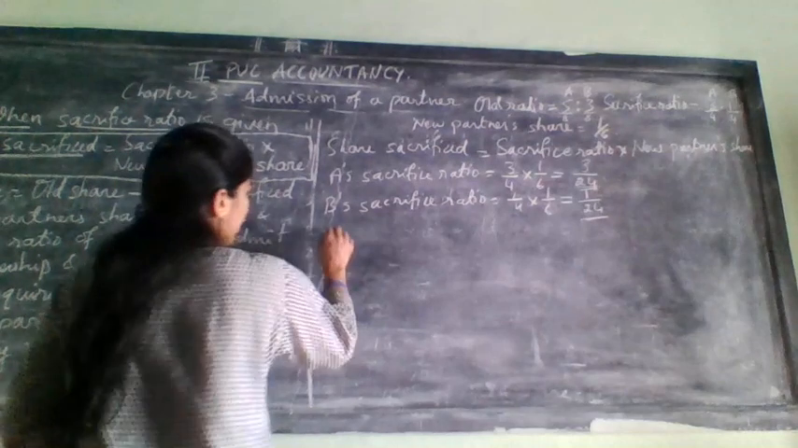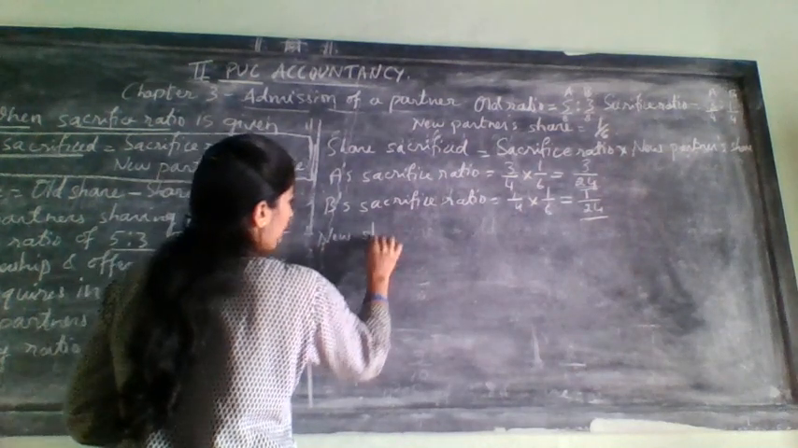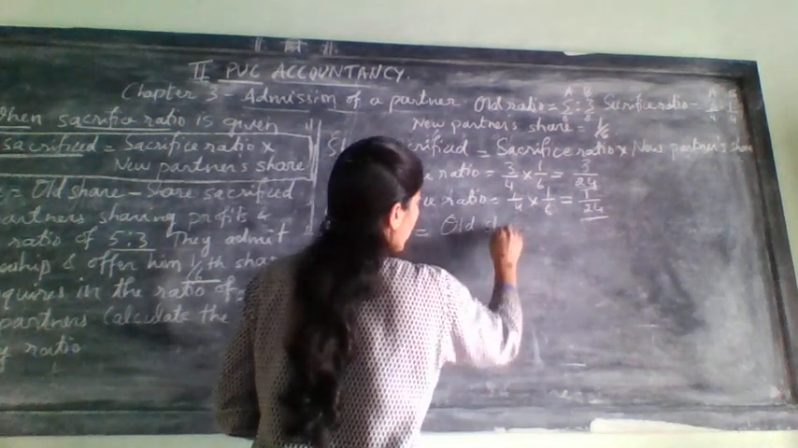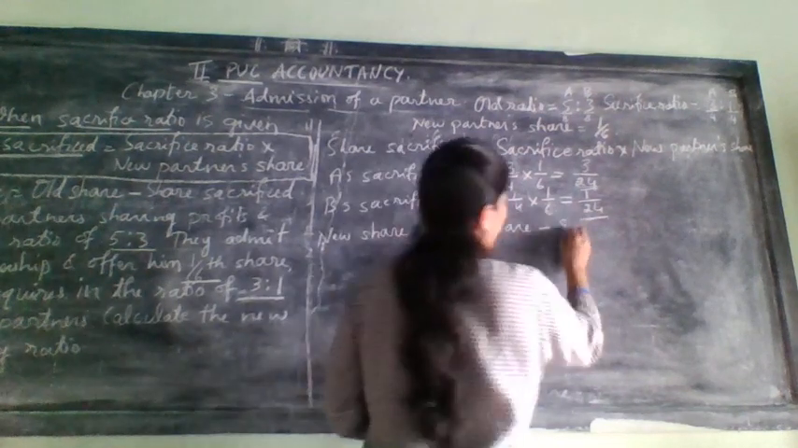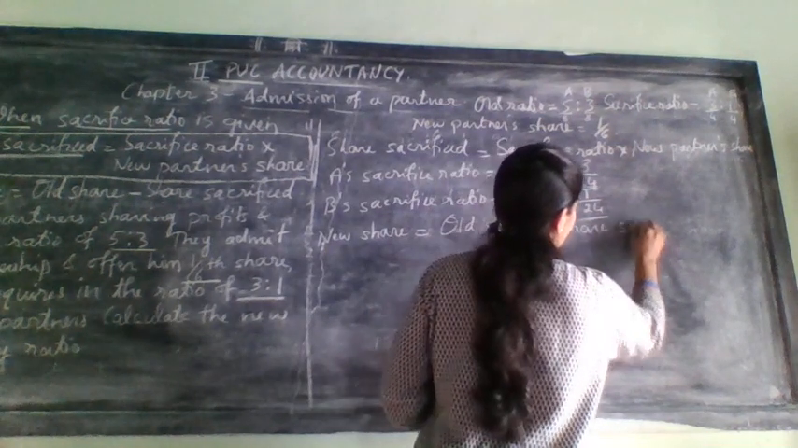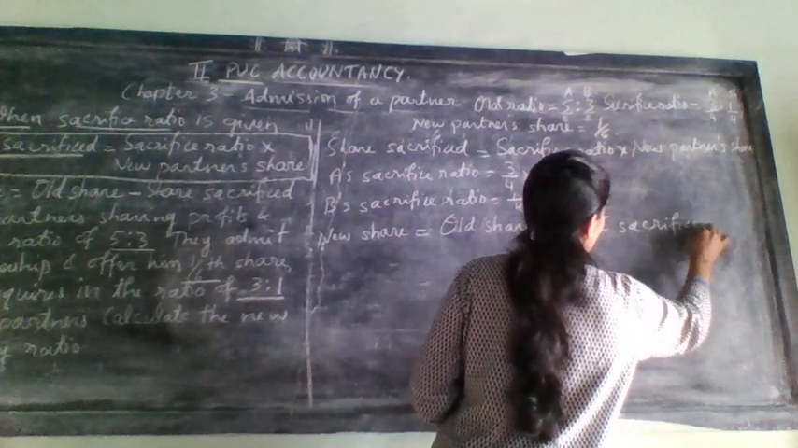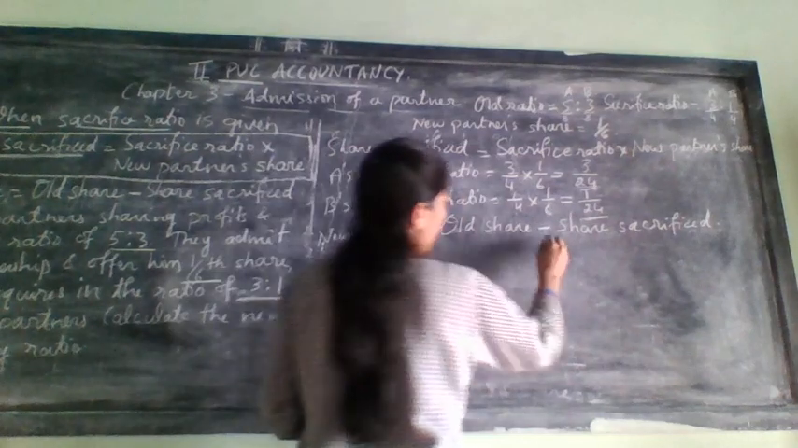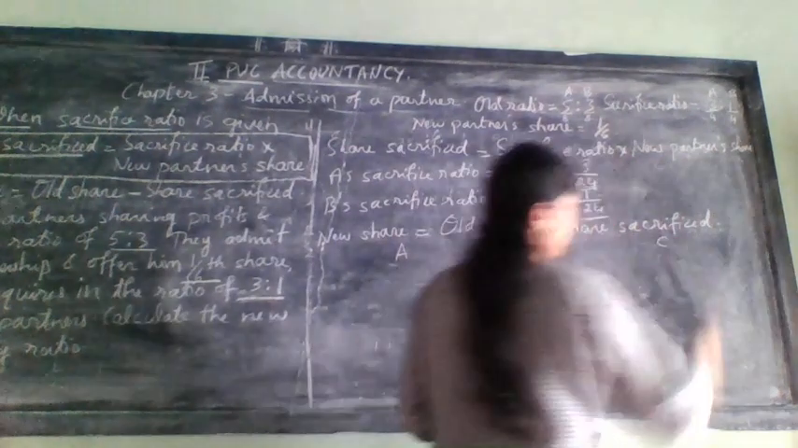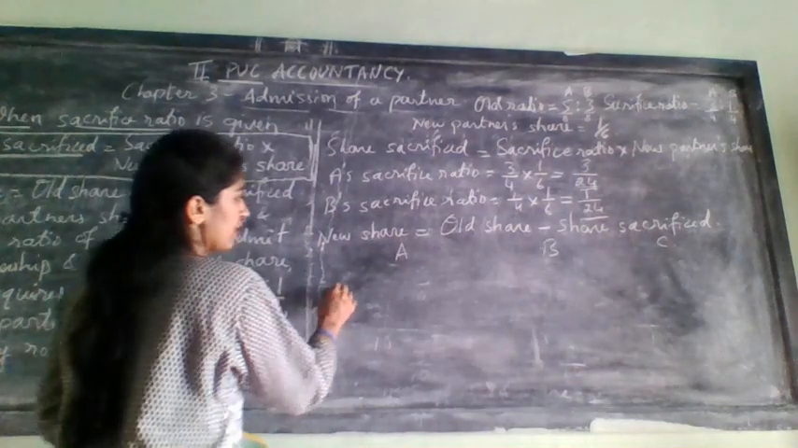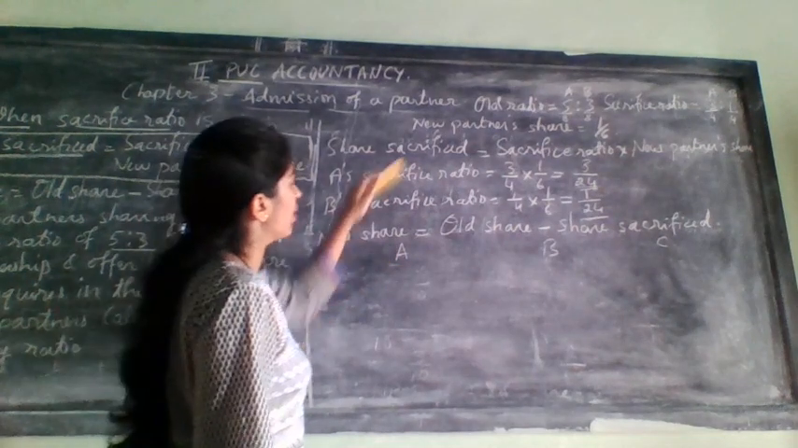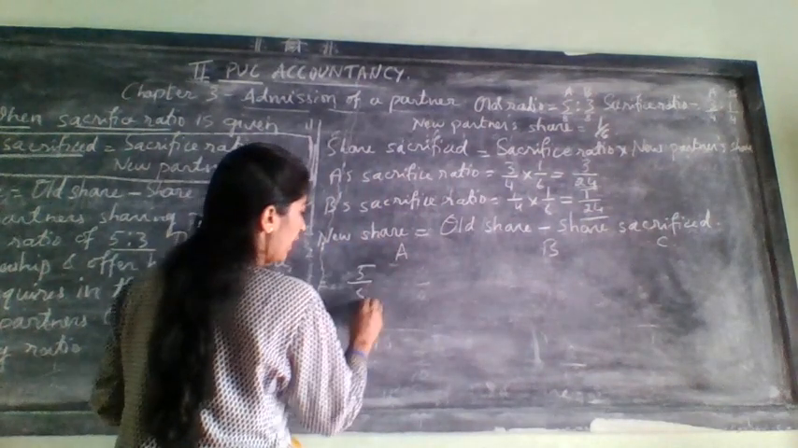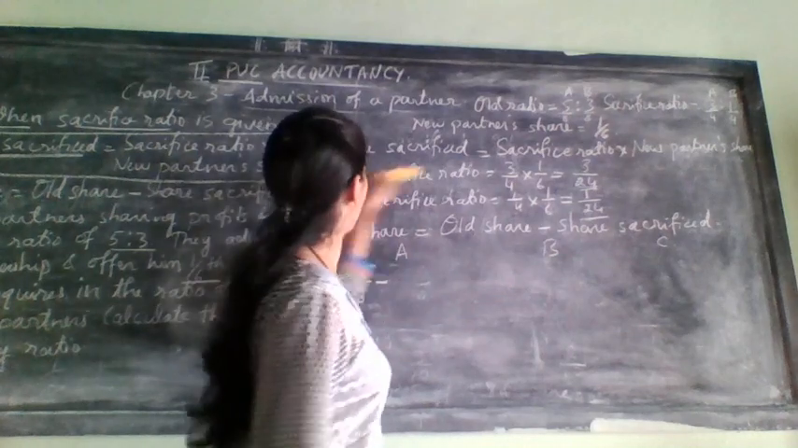Now we need to find the new share. Write the formula: new share is equal to old share minus share sacrificed. Now write the names of all the partners, A, B and C. Let us start with A. The old ratio of A is how much? We have written it here, that is 5/8. 5/8 minus the share sacrificed by A is how much?